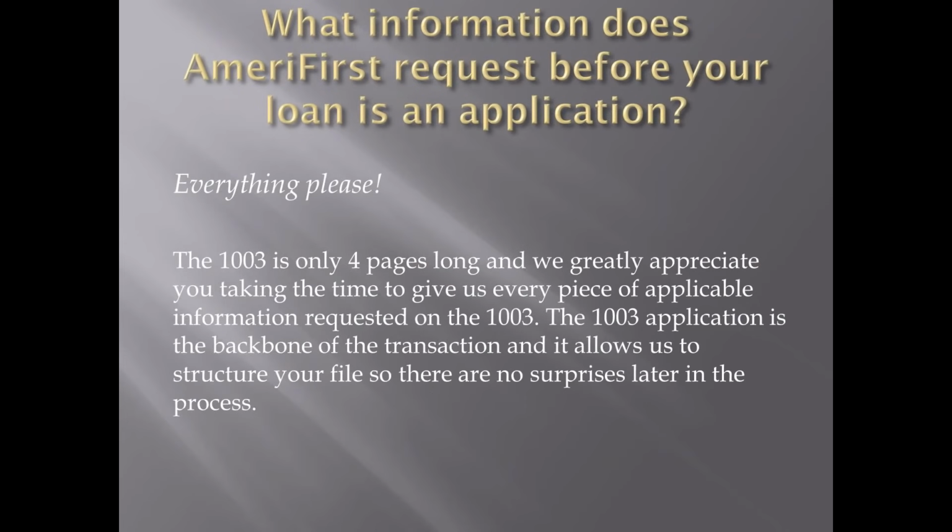Now, what does AmeriFirst request? Everything, please. The 1003 is the backbone of the transaction. It's 4 pages long, and we ask that you fill out everything. Let me give you a quick little example. If you're making more money now than you were making in 2014 and 15, but you don't specify that on the application, you just think, oh, I sent them my tax returns. Well, we may be pre-approving you with less income than you can actually qualify. So you may be able to qualify for more. It's very important. That's just a simple example of why it's so important to fill out a complete 1003.